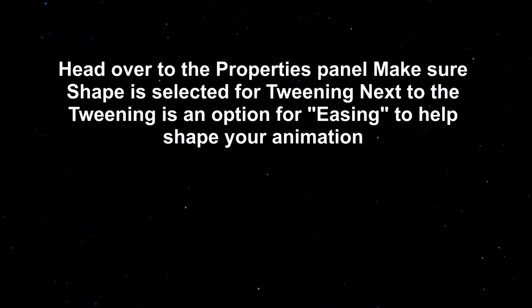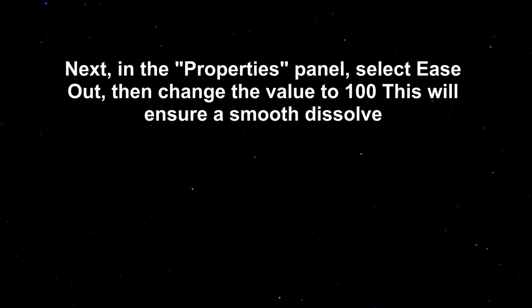Head over to the Properties panel. Make sure Shape is selected for tweening. Next to the tweening is an option for easing to help shape your animation. Next, in the Properties panel, select Ease Out. Then change the value to 100. This will ensure a smooth dissolve.